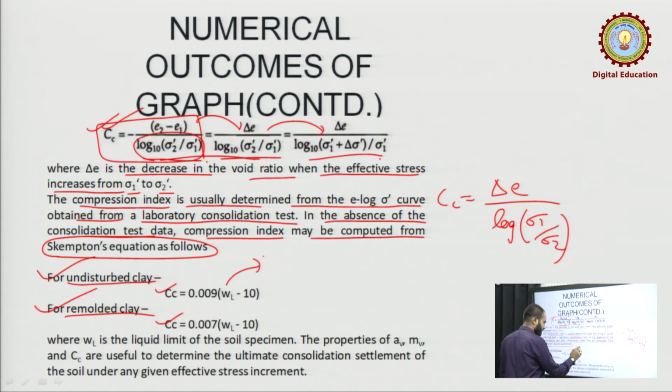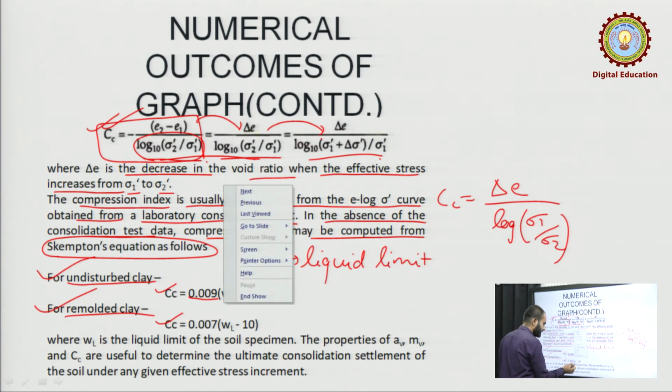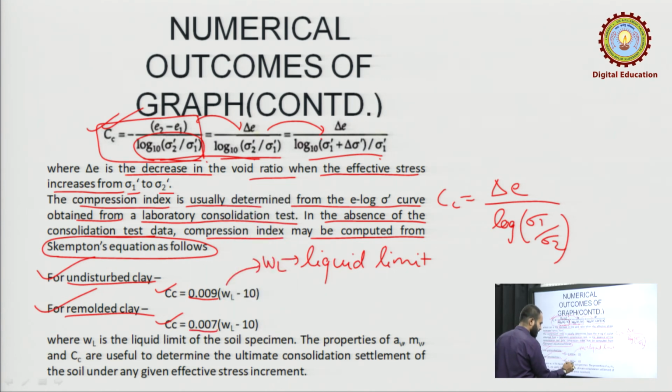This consists of WL, which is the liquid limit. One is 0.009 (WL minus 10) and one is 0.007 (WL minus 10). Obviously Cc will be more for undisturbed, so this is 0.009, and for remolded it will decrease, so it is 0.007. And the rest of the formula is the same. WL is the liquid limit of the soil specimen.